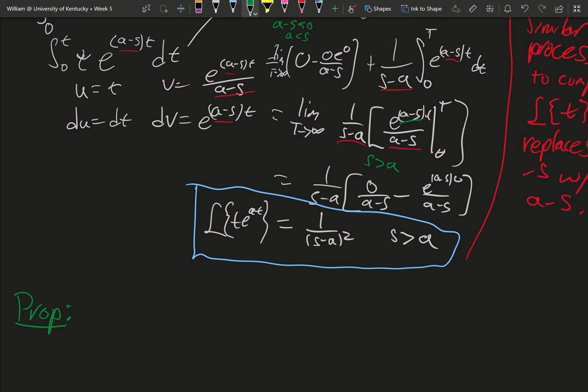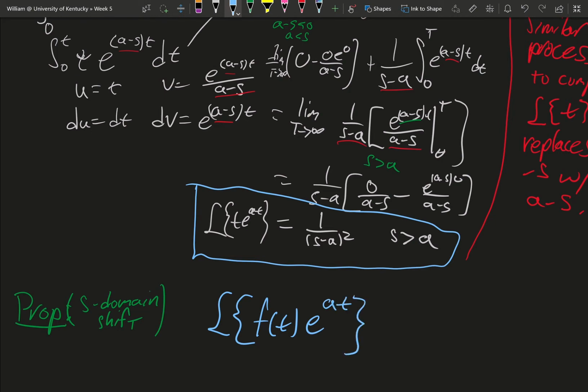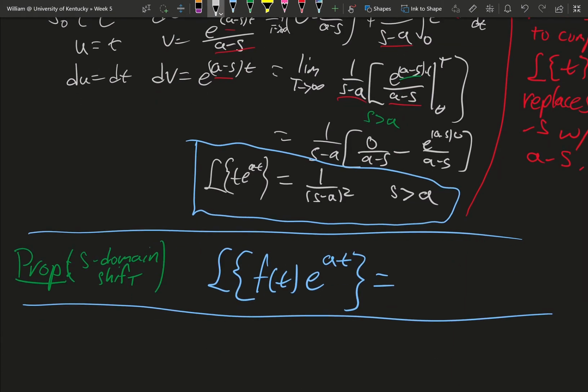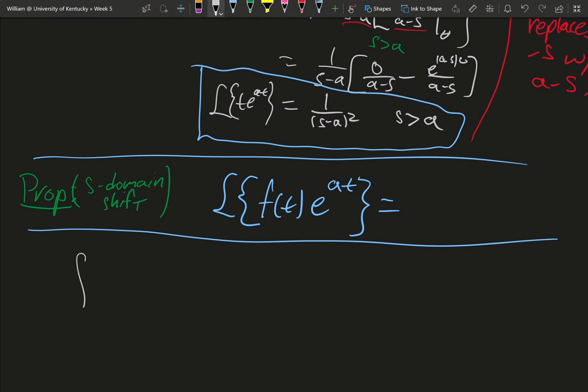So this is what's known as the shift formula, though I should say the S-domain shift, technically. And what this lets us do is compute the Laplace transform of anything that we know the Laplace transform of times an exponential. So let's see what we get. We'll just write down the definition.